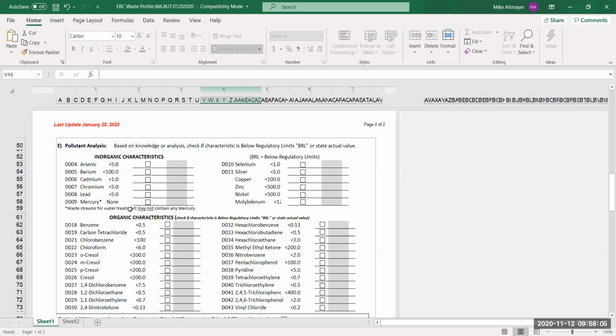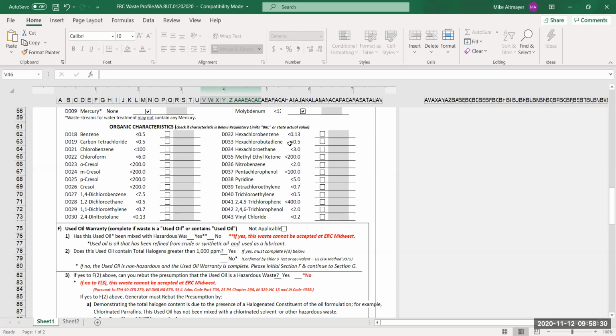So we could accept waste with very small amounts of arsenic or barium, but they must be below these limits. So you'll end up just checking each of these boxes. Again, if your analytical says differently, and you do have any constituent over that level, then we cannot accept that, and it will get rejected. Okay, so just going to check all these boxes.